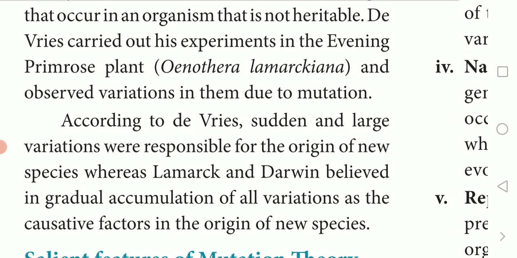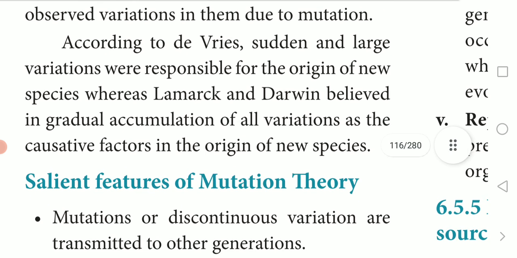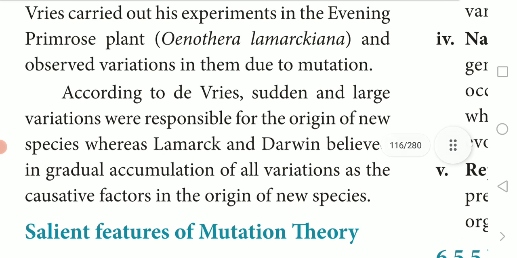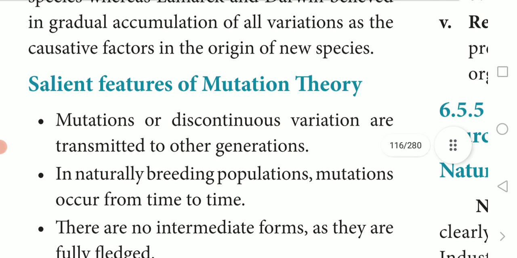De Vries carried out his experiments on the evening primrose plant, Oenothera lamarckiana, and observed the variations in them due to mutations. According to De Vries, sudden and large variations were responsible for the origin of new species, whereas Lamarck and Darwin believed in gradual accumulation of variations as the cause of the origin of new species.